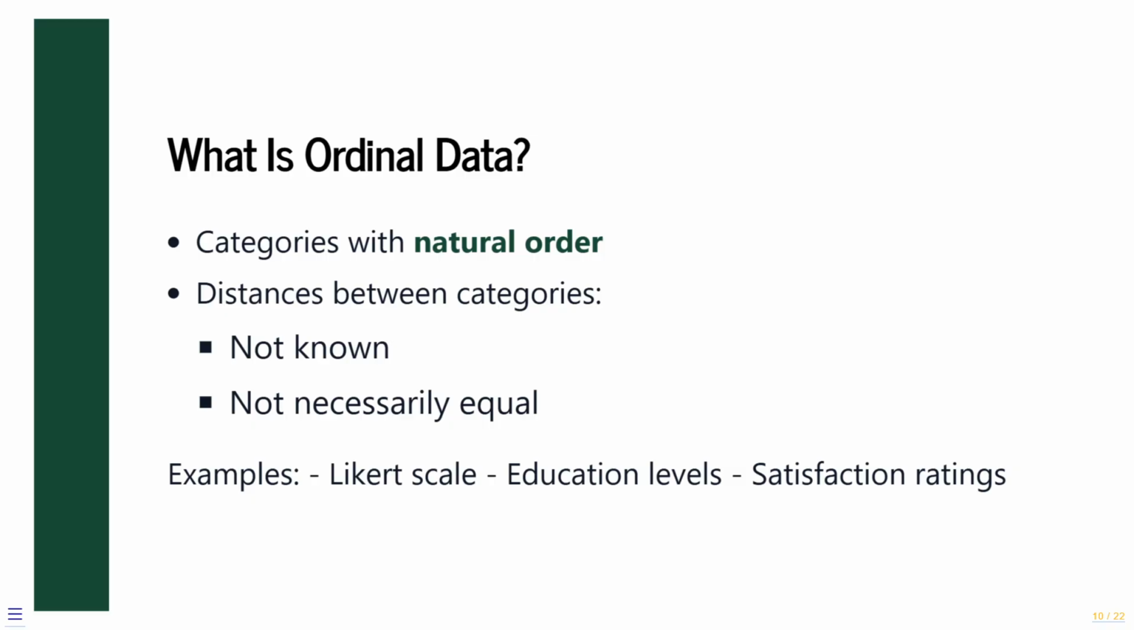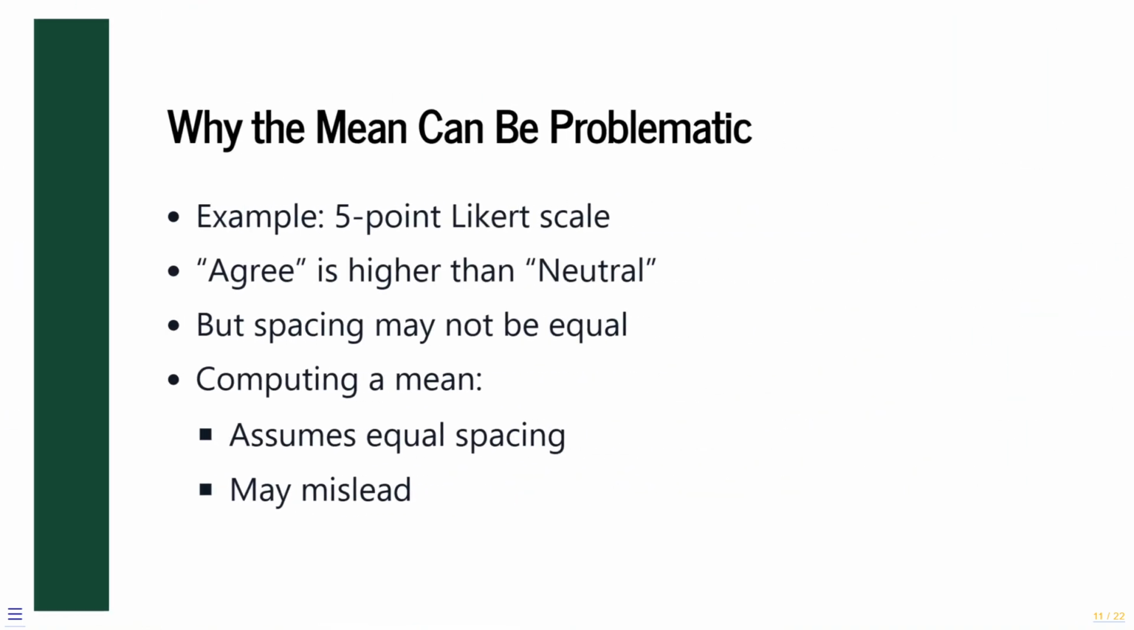These categories clearly progress from low to high agreement. However, we do not know whether the distance from disagree to neutral is the same as from neutral to agree. The ordering conveys meaningful information, but it does not support precise numerical differences. Because the spacing between categories is undefined, arithmetic operations can be problematic.